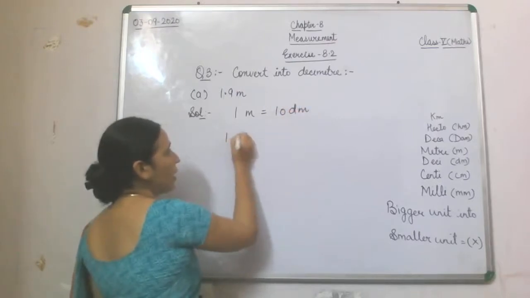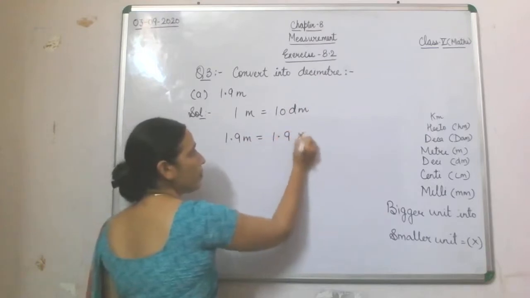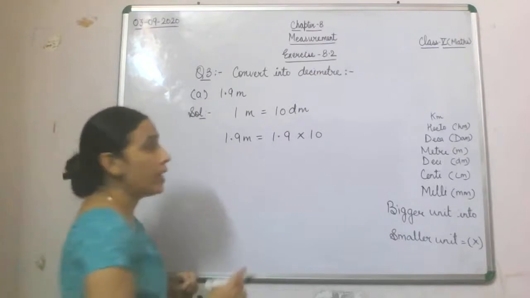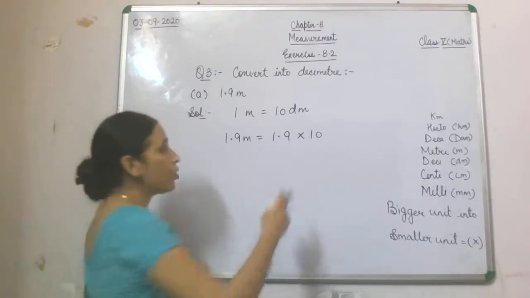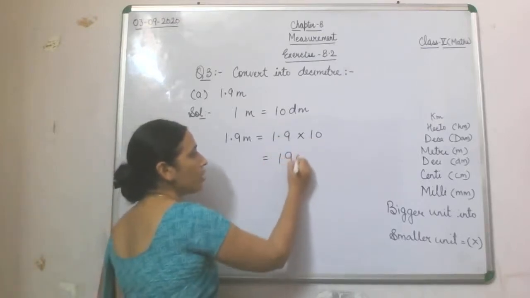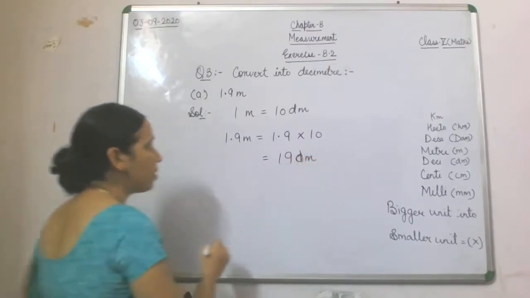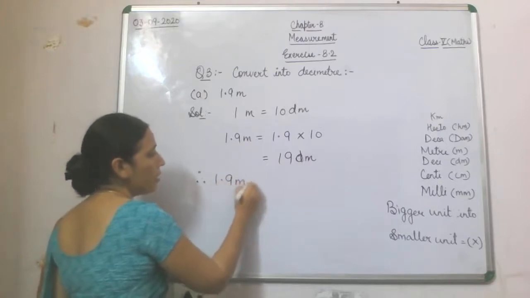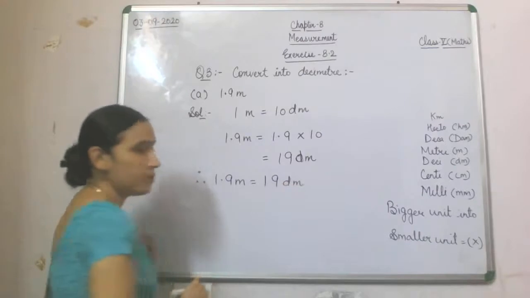Now 1.9 meter is equal to 1.9 multiplied by 10. As I told you, the decimal will shift towards the right. So here 10 is there, so the decimal will shift one place. So here the answer is 19 decimeter. We will write it like this: therefore, 1.9 meter is equal to 19 decimeter.